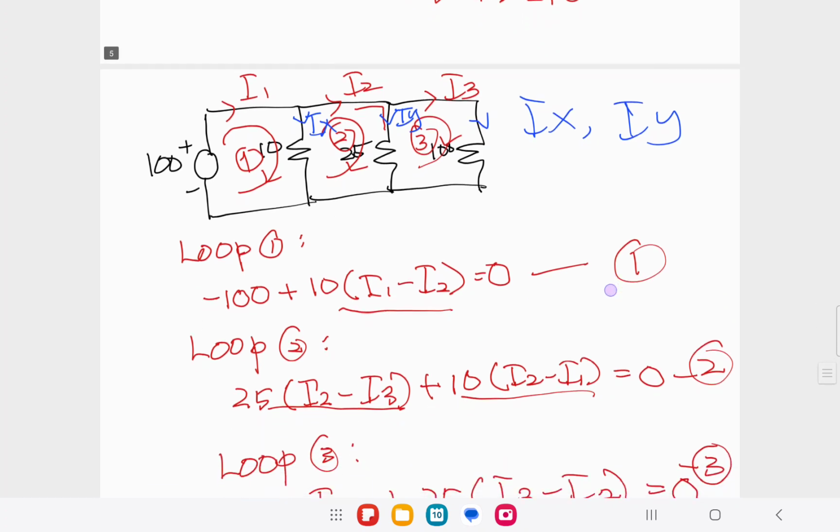Kadang-kadang student selalu sangat terlupa, itu adalah current yang sharing. Maksudnya bila ada dua loop yang bersebelahan, current yang tengah tu bukan satu current yang sebelah satu loop saja. So dia mesti ada respect dengan loop yang lagi sebelah.